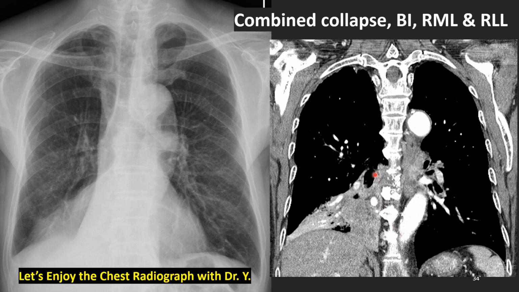Coronal contrast enhanced CT. This is bronchus intermedius, tumor obstructing here, in the middle of the bronchus intermedius. Middle lobe collapse, minor fissure, lower lobe collapse. This will be major fissure. Please match with chest radiograph. Combined collapse at bronchus intermedius level.